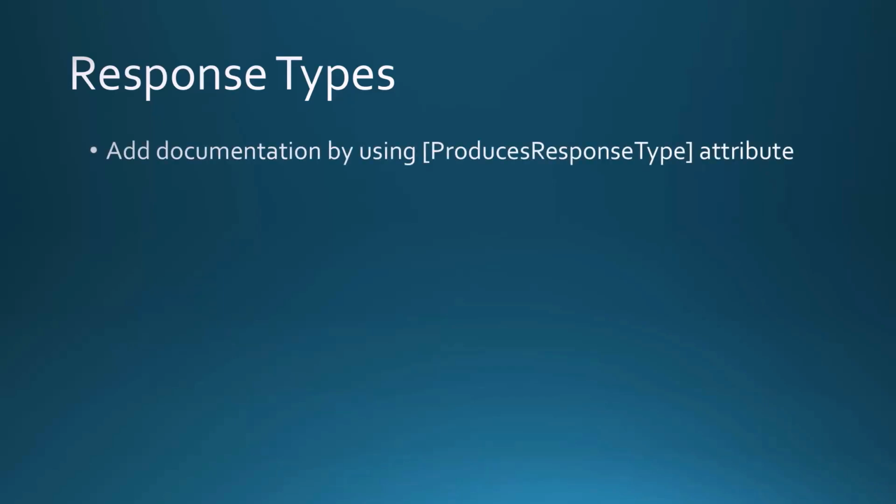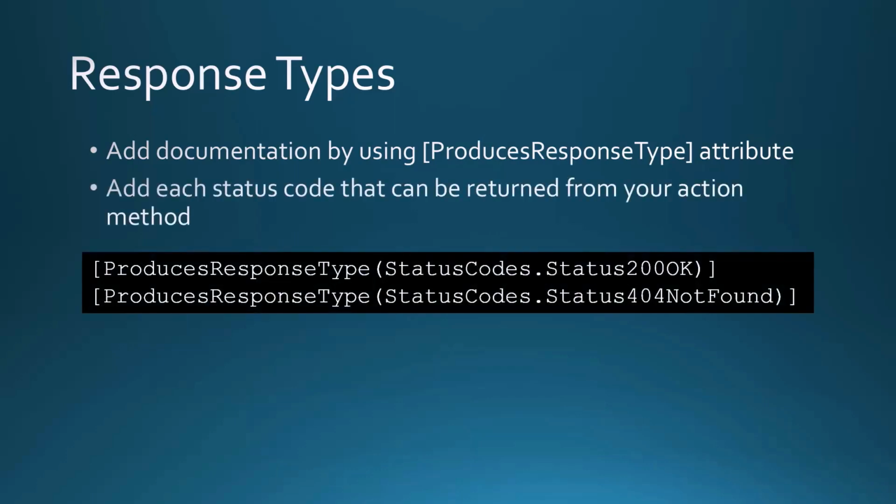One thing that's really cool about using the open API is it actually tells you what's coming back, but we can augment this a little bit better, and we can add some documentation by using an attribute called produces response type. And we can add status codes for each one that can be returned from our action method. So you can add the status 200 OK, we can add the status 404 not found to our get and our get with the ID, and it'll produce better documentation.